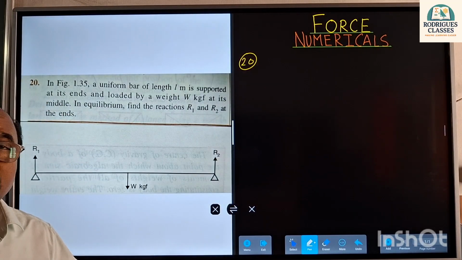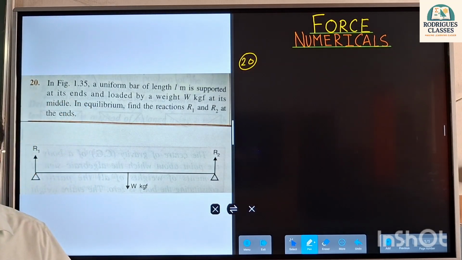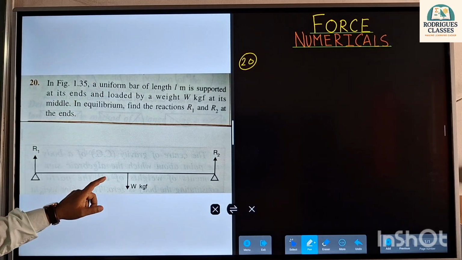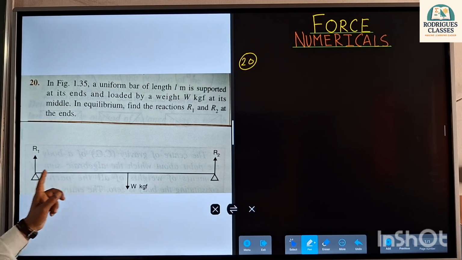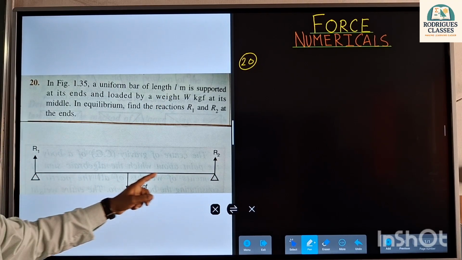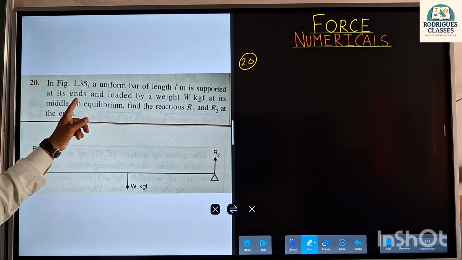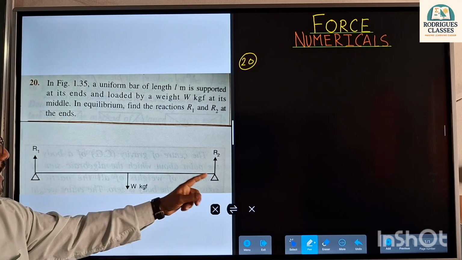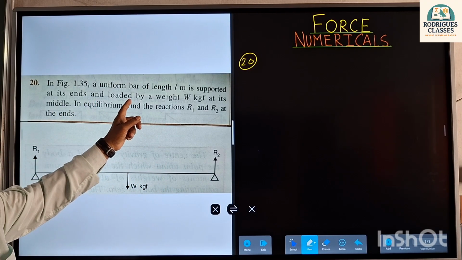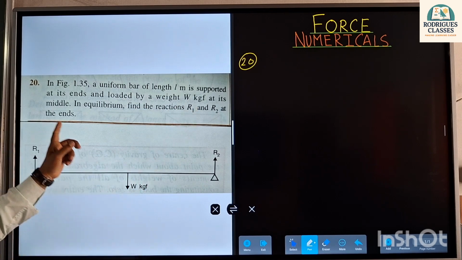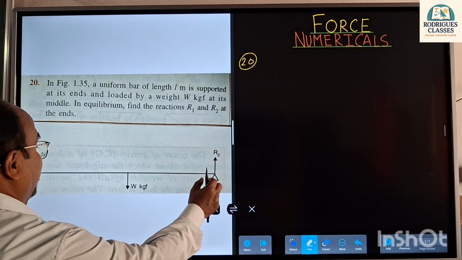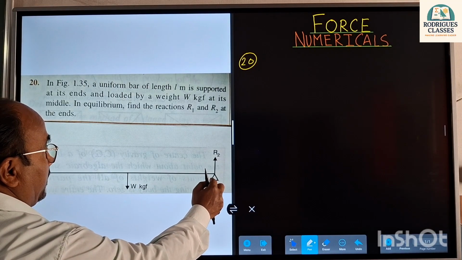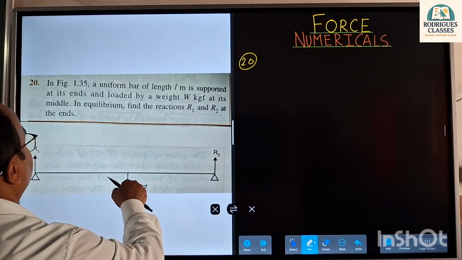Now let us come to the last numerical of this topic. The question is like this. In figure 1.35, a uniform bar of length M, so M means n meter, this is your bar, is supported at its end, and loaded by a weight W kgf at its middle. Exactly in the middle, a weight W is kept. These two are the parts where it is rested, and this weight is pulling it downward.